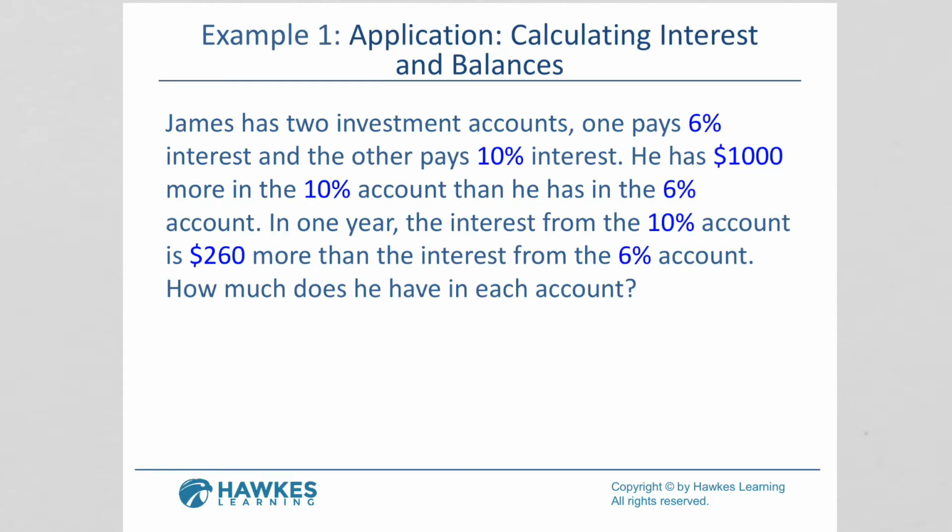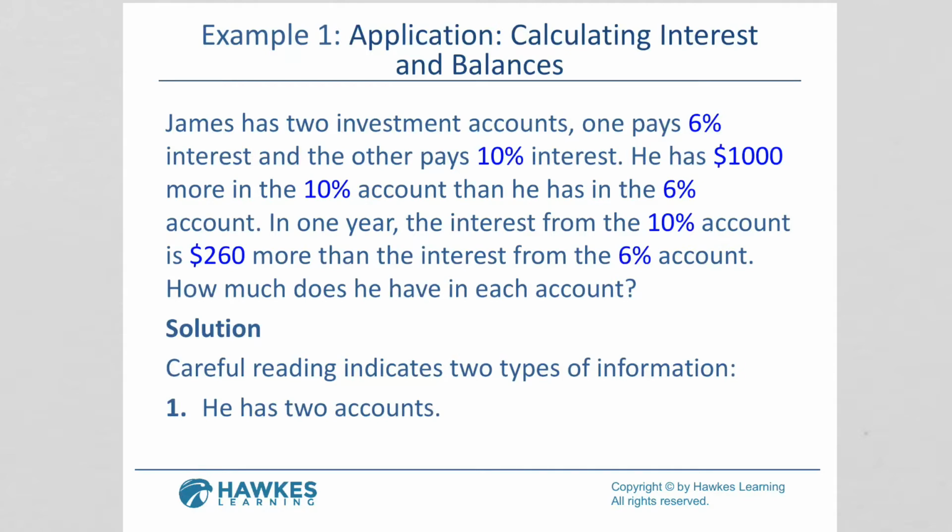Example 1. James has two investment accounts. One pays 6% interest and the other pays 10% interest. He has $1,000 more in the 10% account than he has in the 6% account. In 1 year, the interest from the 10% account is $260 more than the interest from the 6% account. How much does he have in each account?